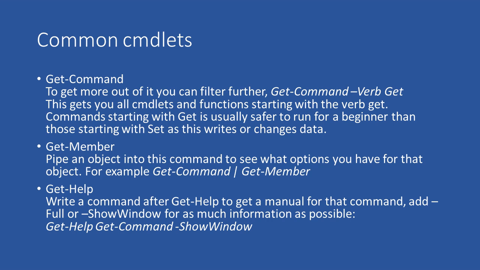The next command is Get-Member. You can pipe an object into this command to see what options you have for that object. For example, Get-Command piped into Get-Member.